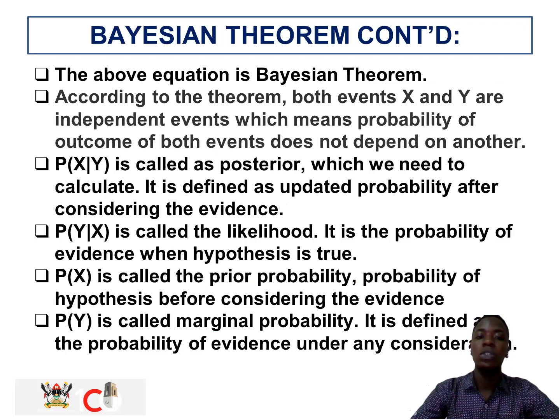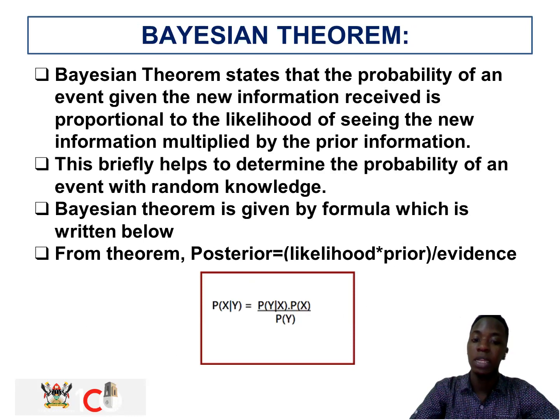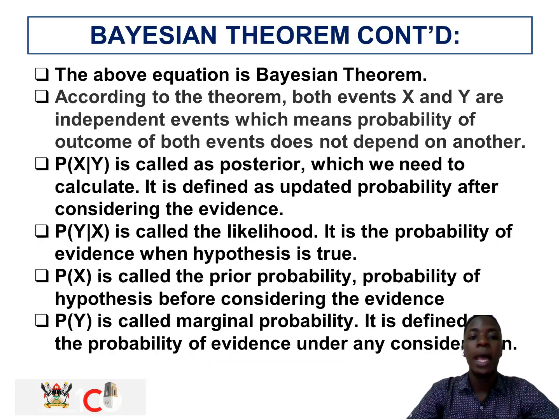The above equation is the Bayesian theorem. According to the theorem, both events x and y are independent events, which means that the probability of the outcome of both events does not depend on the other. So the probability of x given y is called the posterior, as I have explained.